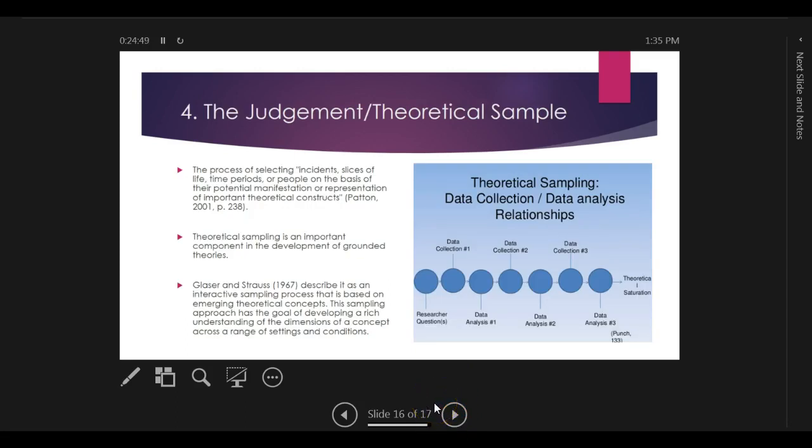And then the last kind of non-probability qualitative sampling is theoretical or judgmental sampling. From the word judgmental or theoretical, it means that you have a specific perspective, a specific theory, a strong judgment, and you want to pick your participants, either schools or people, based on this theory. You want to make sure that you are true to your questions.